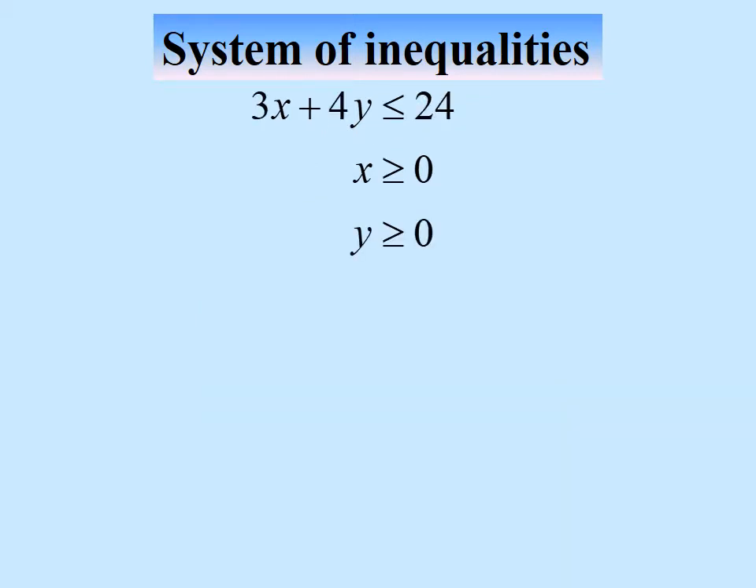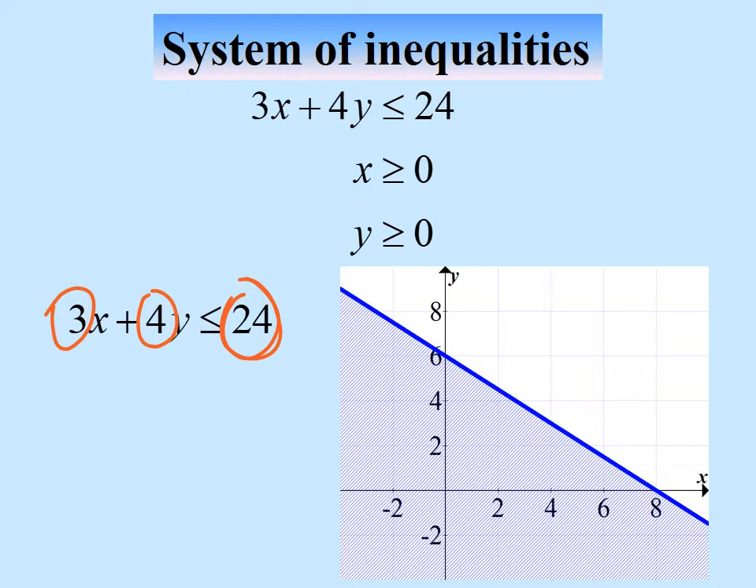Here's another one. We will graph the first one as an x-intercept at 24 divided by 3, and a y-intercept at 24 divided by 4. So here would be the graph.